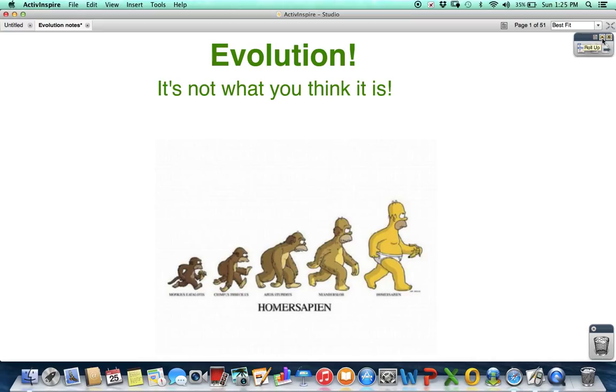So don't worry, we're not going to be talking about the fact that the Earth came from the Big Bang and all that kind of stuff. We're mainly going to be looking at how organisms can change over time due to changes in their allele frequency.